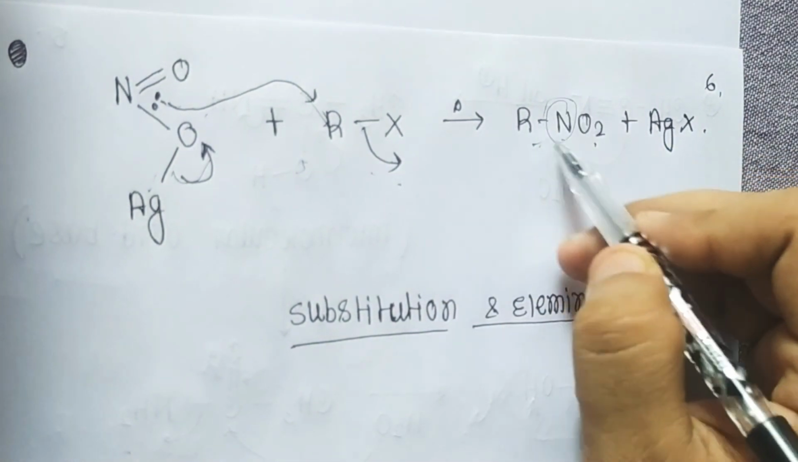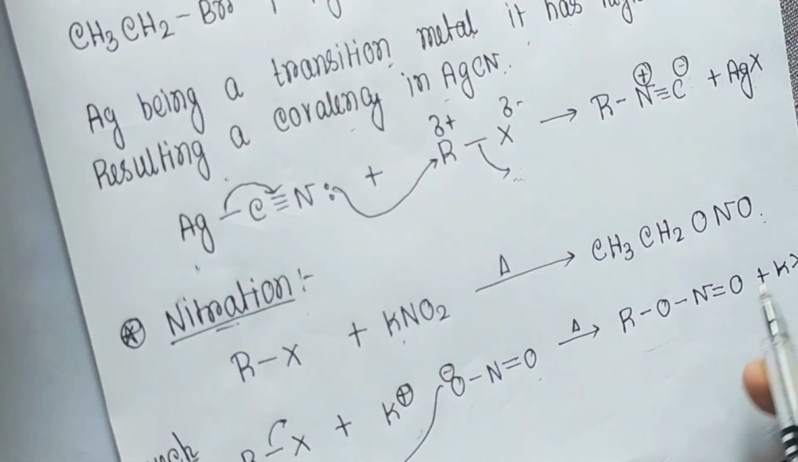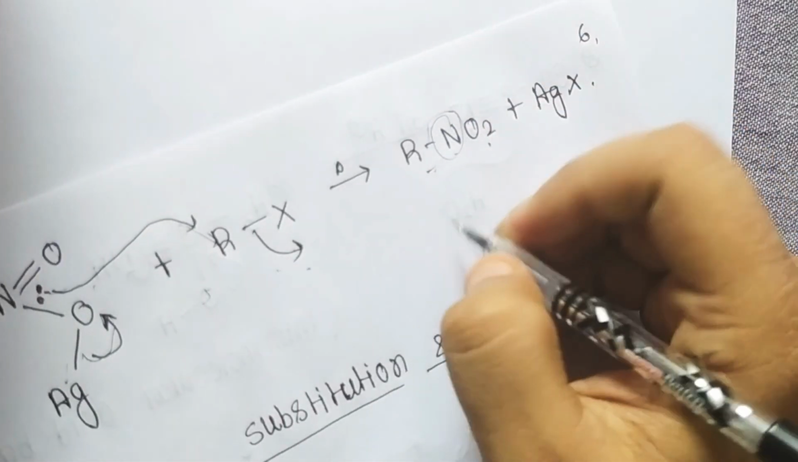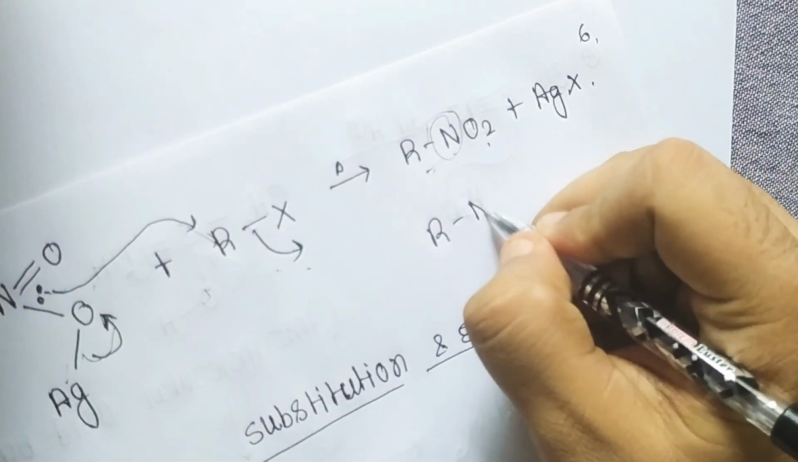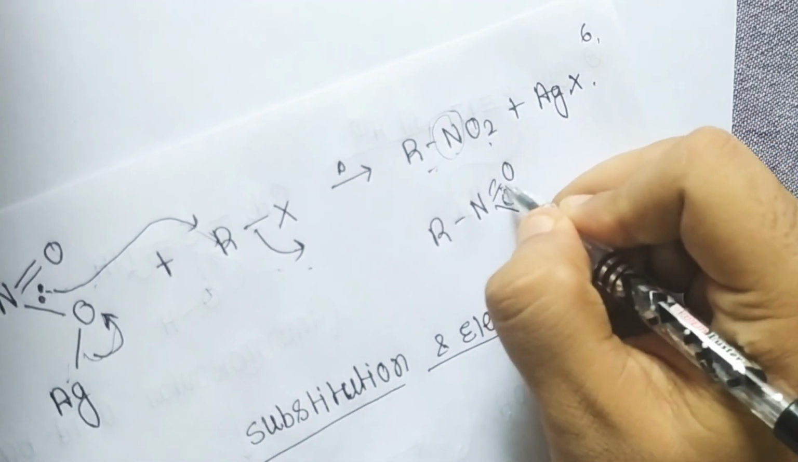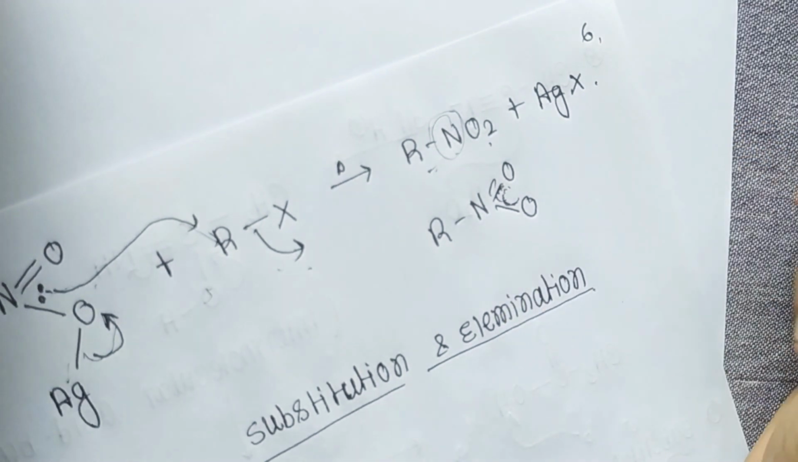So here nitrogen is the atom with which it is getting attached. But if you use KNO2, the attaching atom is oxygen. So this is RONO, and this is RNO2. So this is the resonance structure, as you know. So this is the case.